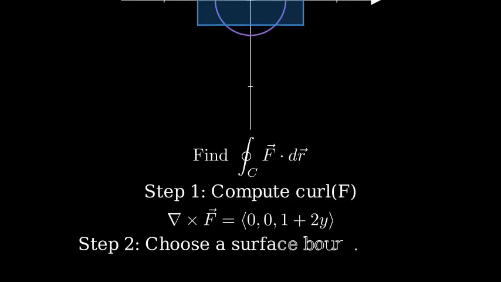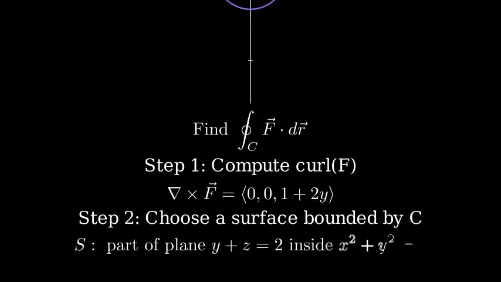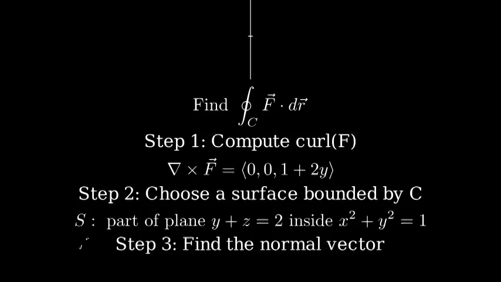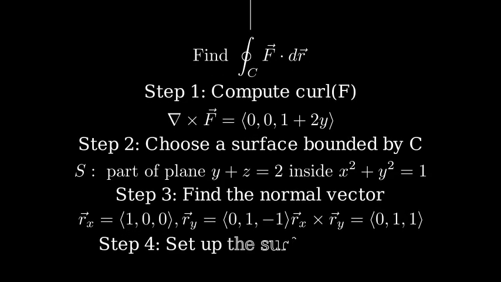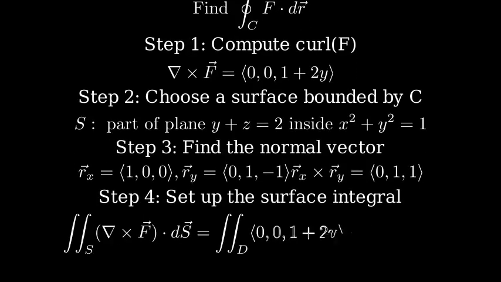Step 2, we choose a surface bounded by C. The natural choice is the part of the plane y plus z equals 2 inside the cylinder x squared plus y squared equals 1. Step 3, we need to find the normal vector to the surface. By taking the cross product of the tangent vectors, we get the normal vector 0, 1, 1. Step 4, we set up the surface integral. The surface integral becomes the double integral of the dot product of the curl 0, 0, 1 plus 2y, and the normal vector 0, 1, 1 over the domain D.